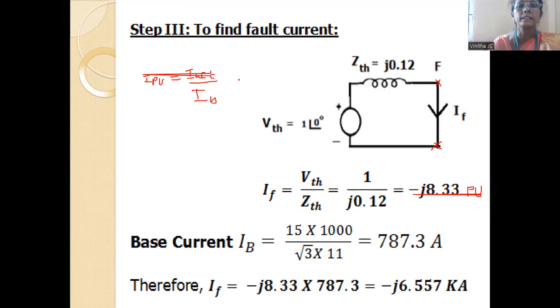Okay, so from this expression, I need the actual value, I actual. We need to calculate this I actual. In order to find it, we can multiply the per unit value with the base value, so that we can calculate the actual value of the fault current. So to find the value of I actual, we require I per unit and I base. This I per unit we have calculated just now, and we have to calculate the value of I base.